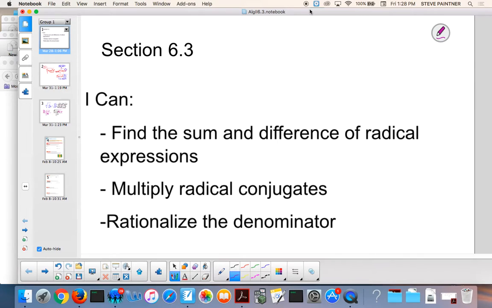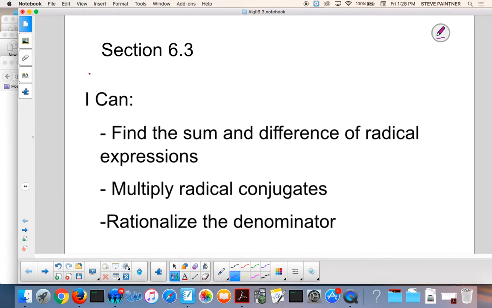6-3. This is a 1-day lesson. Just 1 day, we're done. We move on to 6-4 on Monday. Okay. So here's what this lesson's all about.